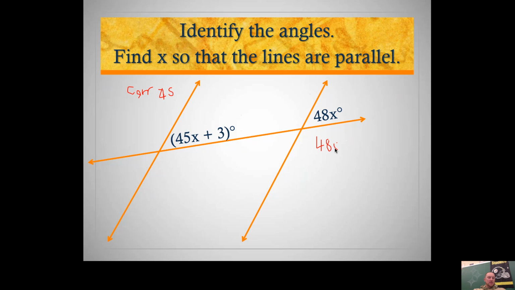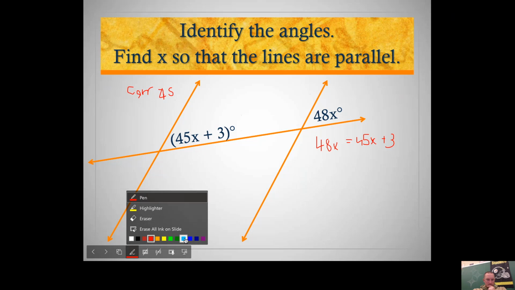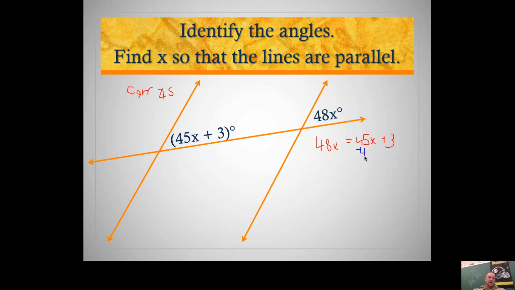So 48x, whatever that is, needs to be the same as this, 45x plus 3. You need them to be the same, so set them equal. Then we're going to solve our equation for x. So we're going to subtract 45x. So we're going to get 3x equals 3. We divide by 3. So x is 1.